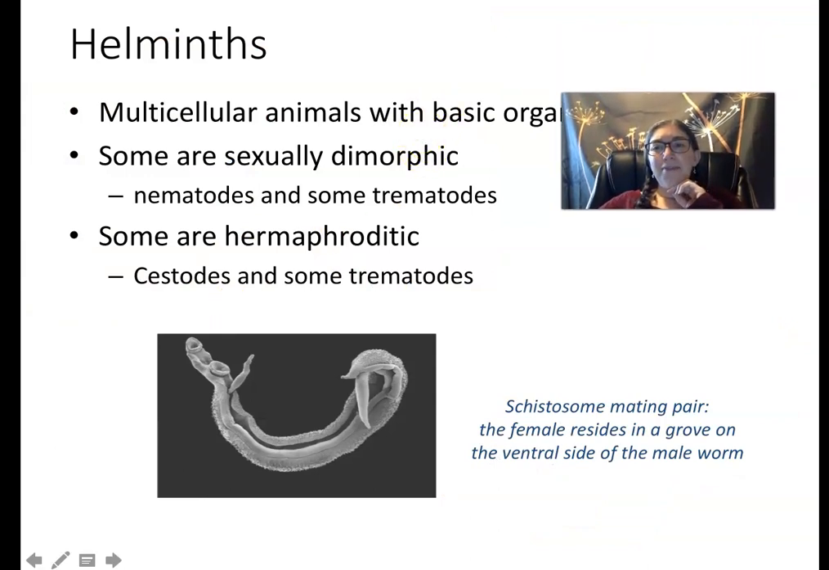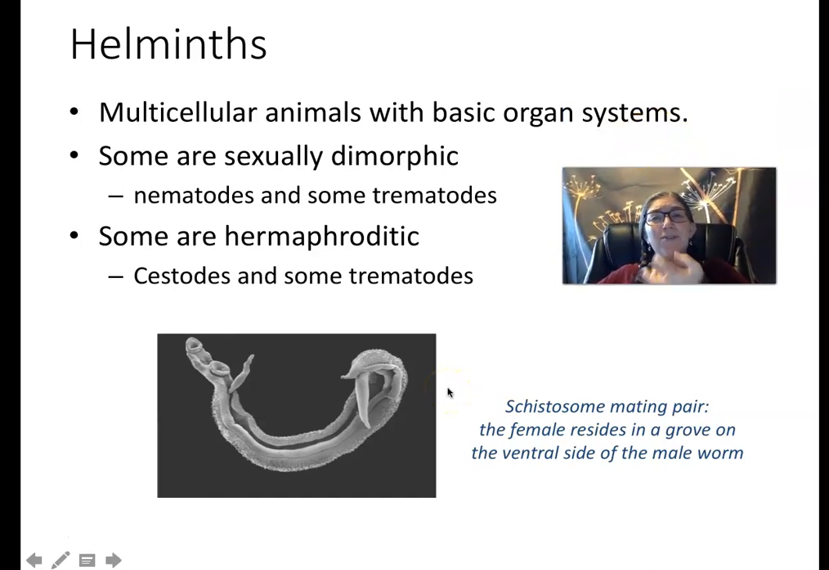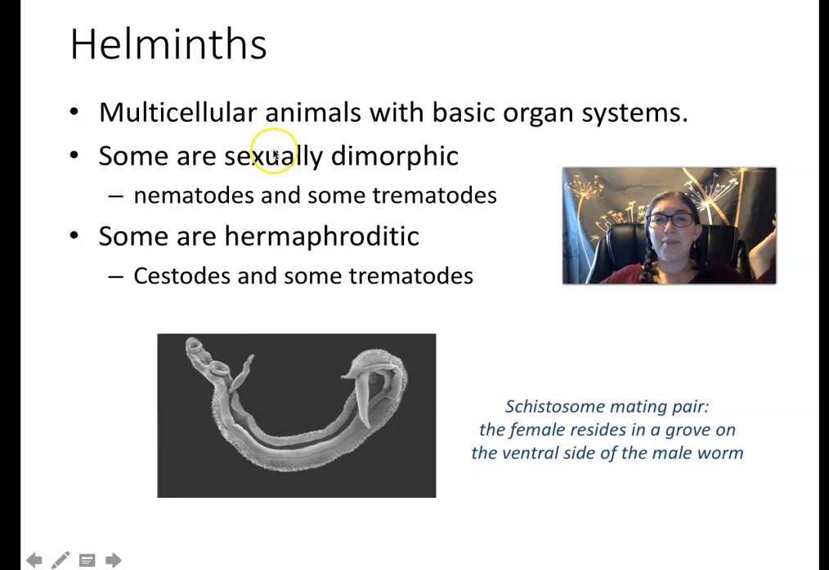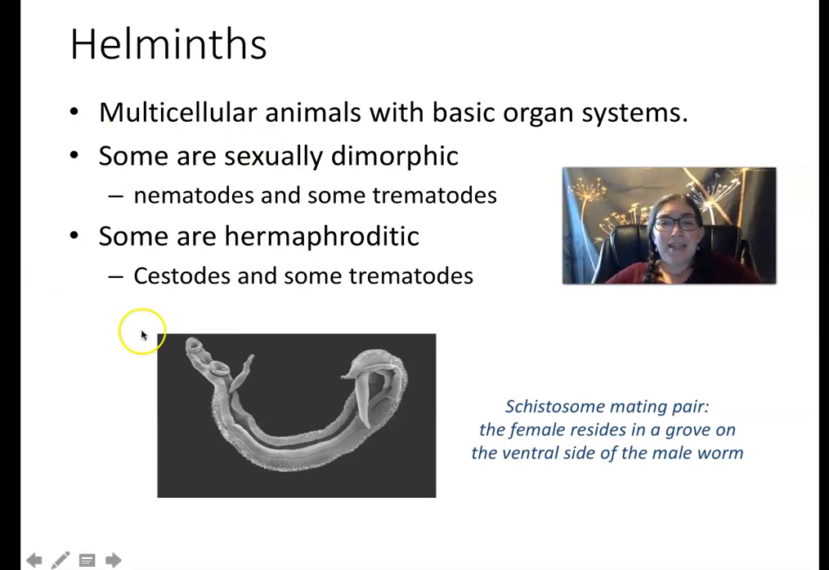All right, so helminths are all multicellular animals. The eggs are single-celled, and those are what usually infect us. But the adults are multicellular animals with basic organ systems. Some of them are what we call sexually dimorphic, meaning the male and the female are different looking and have distinct features. The helminth that I actually studied in grad school is the one pictured here.